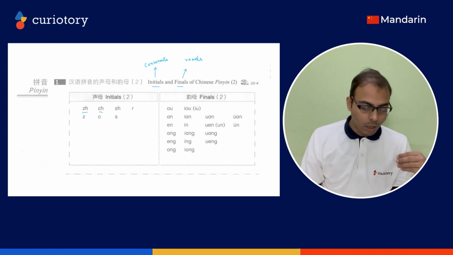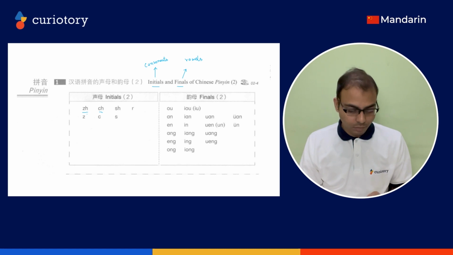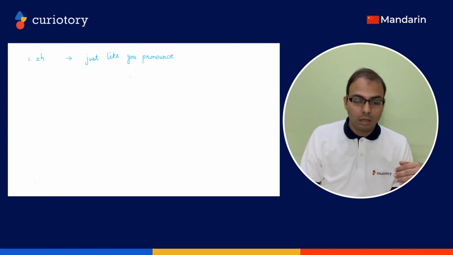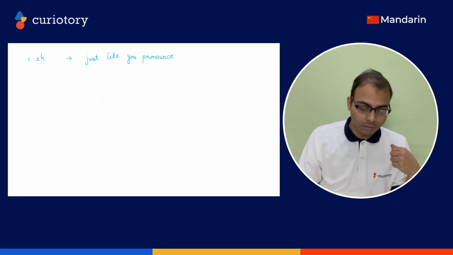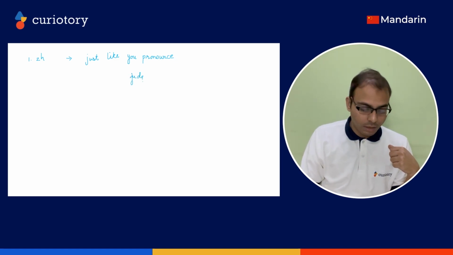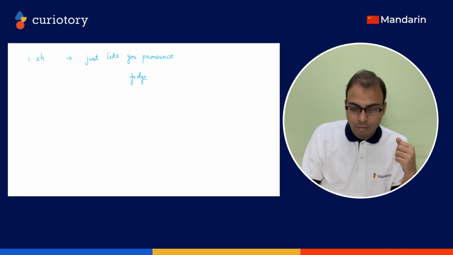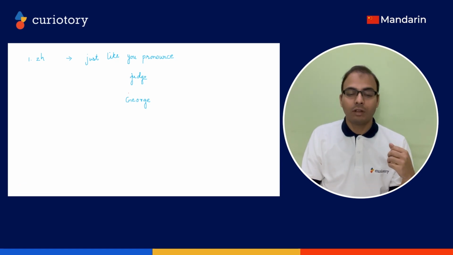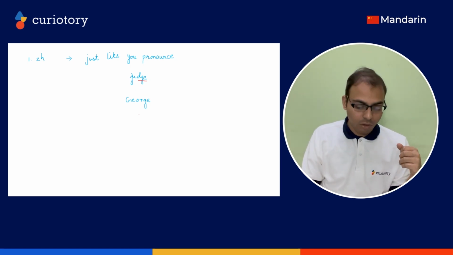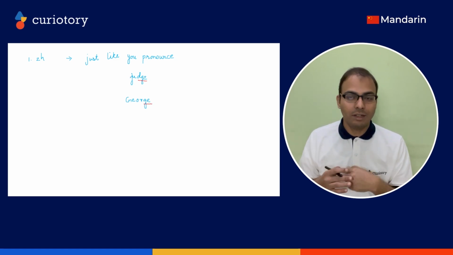Now the first initial we are going to learn here is ZH. So how to pronounce ZH? The rule says you have to pronounce ZH just like you pronounce the DGE part of judge, or the GE part of George. Okay, j, isn't it?